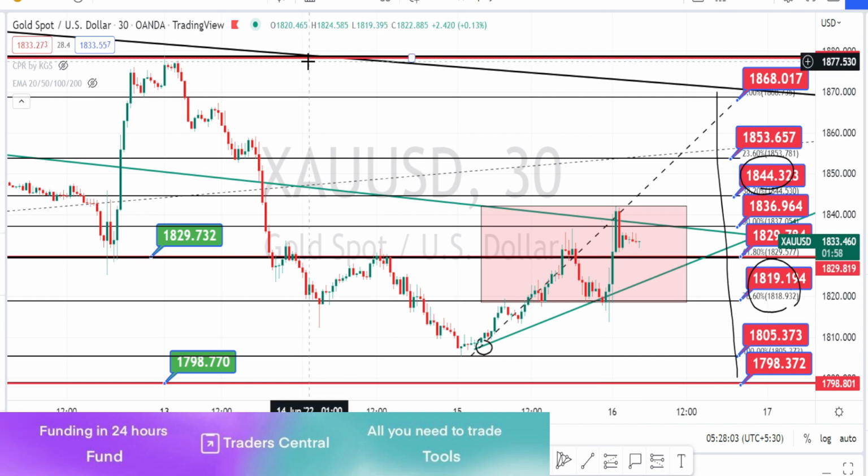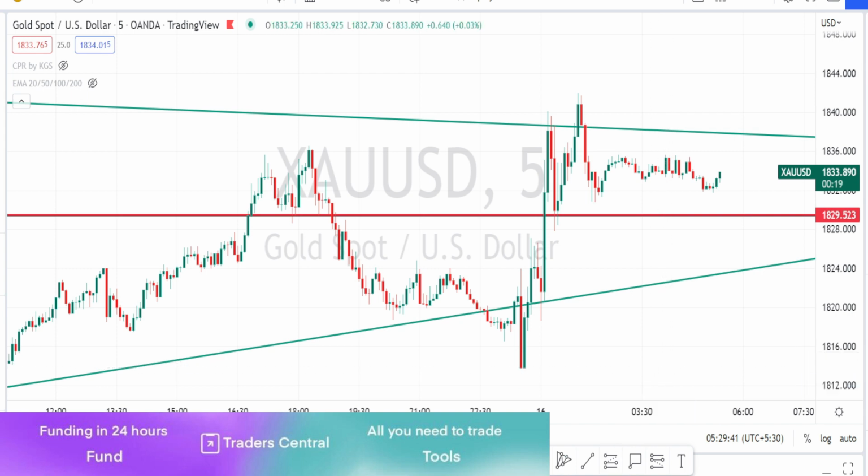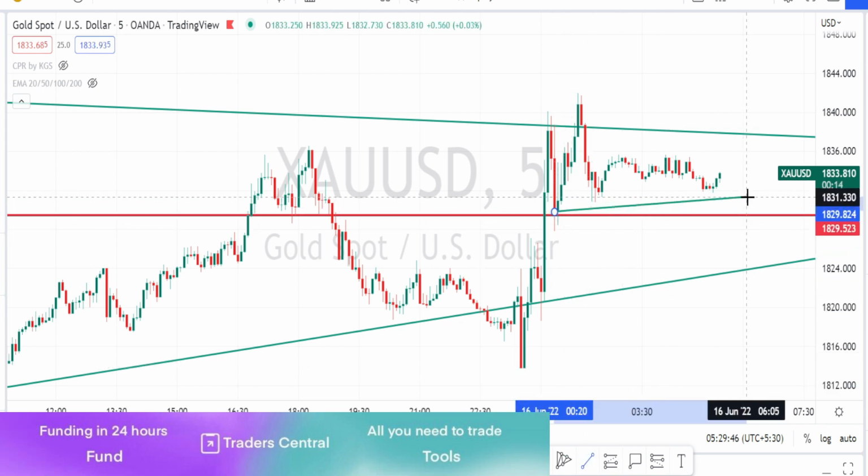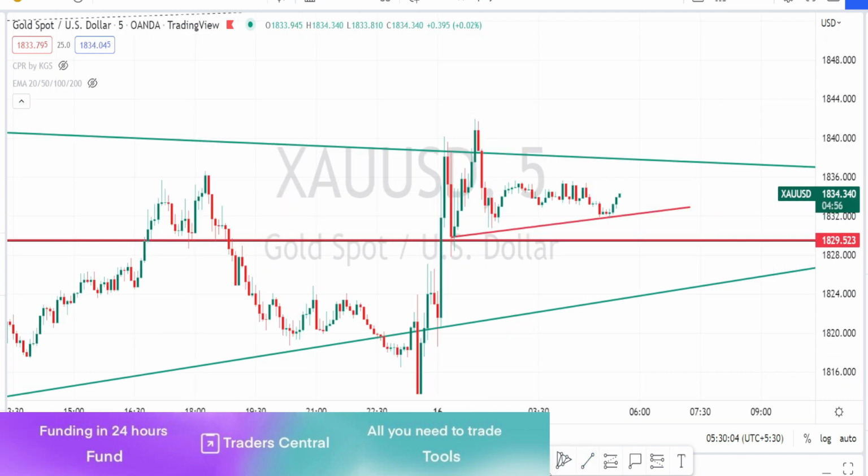Let us do the analysis in 5 minutes time frame. I am in 5 minutes time frame now. Here in 5 minutes time frame also I am drawing a trend line or a support line, and currently the price action has taken support on this support line and it is in a bullish trend.